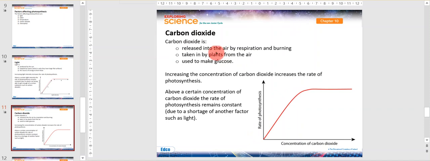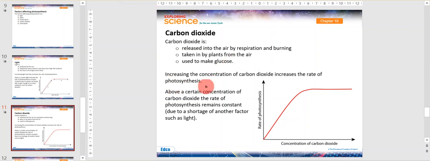The other factor then is carbon dioxide. Again, the plants need carbon dioxide in order to photosynthesize. Carbon dioxide is released into the air by respiration and burning fuels, for example. When we breathe out, we release carbon dioxide. That's how it gets into the air. When animals go through the process of respiration, they're releasing carbon dioxide into the air. And then it's taken in by plants from the air. Plants take this in and use it to make glucose. Glucose is the food that the plant makes for itself. So plants are able to make their own food.